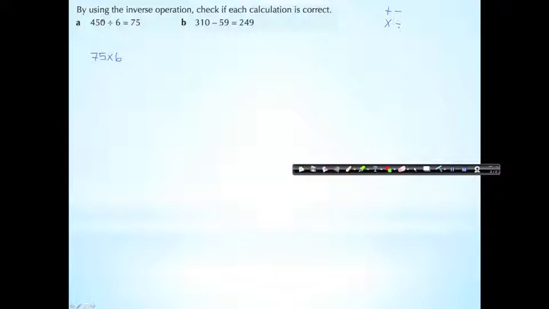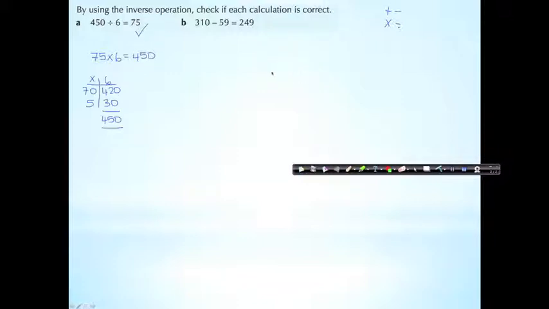So we can use whatever method you like with the multiplying. So it's 75 times 6. So I've got 70 times 6 is 420, and then 5 times 6 gives me 30. So if I add those together, I've got 450. So we know that that one is correct.